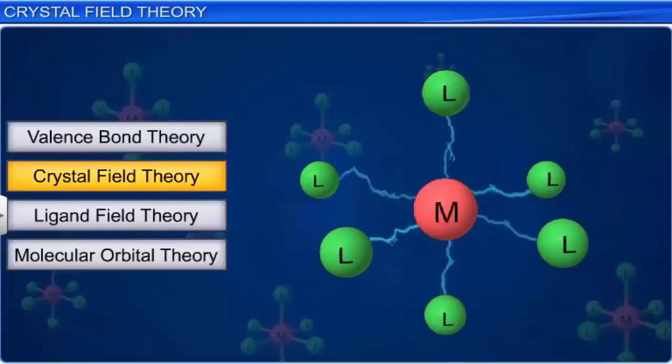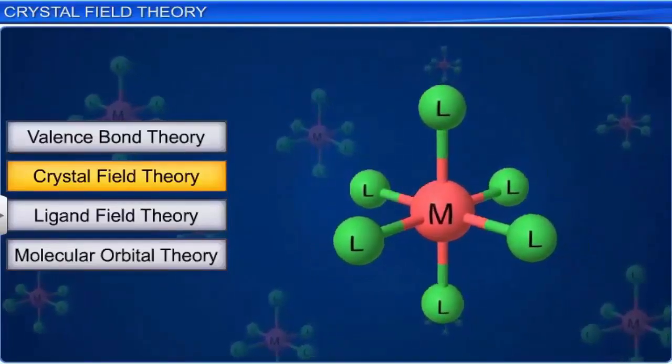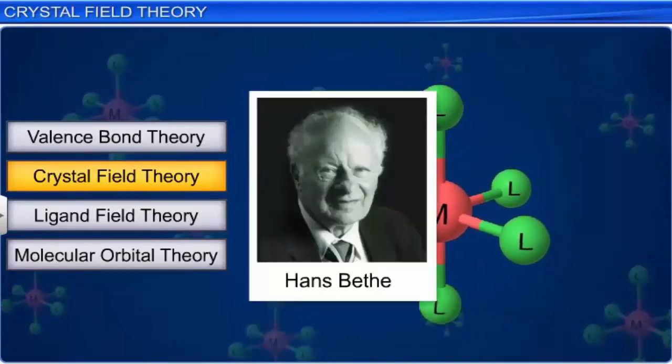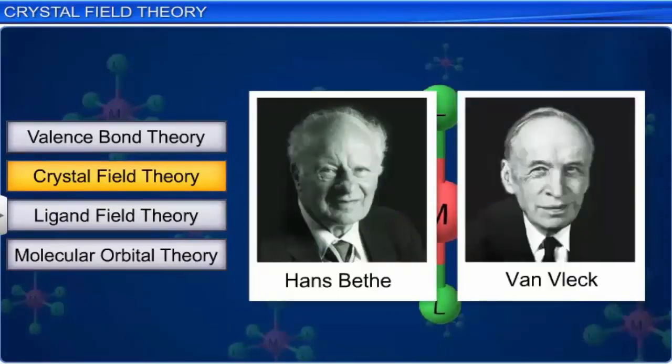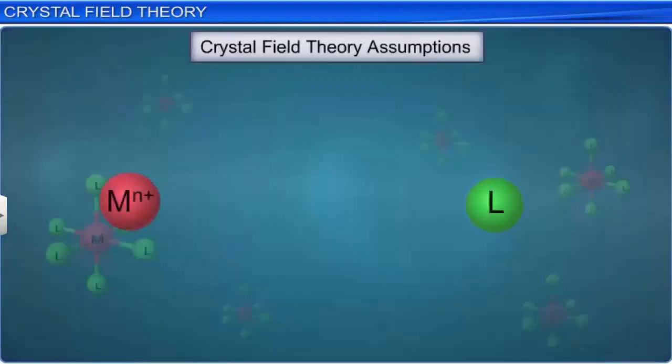Crystal field theory was proposed by Hans Bethe and Van Vleck. VB theory helps us to visualize bonding in the complexes. However, it has some limitations. Hence, crystal field theory was developed to explain some of the properties like color, magnetic behavior, etc.